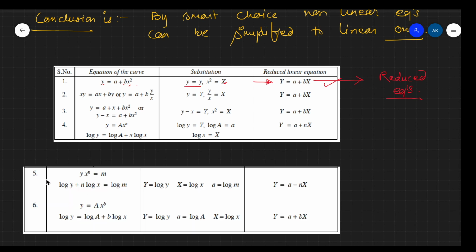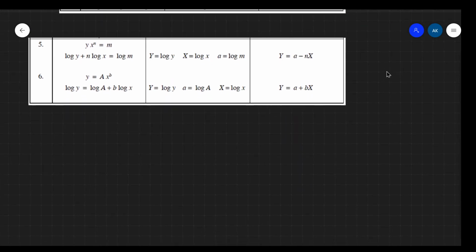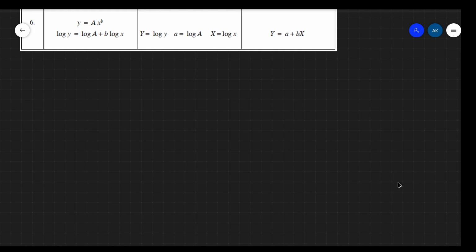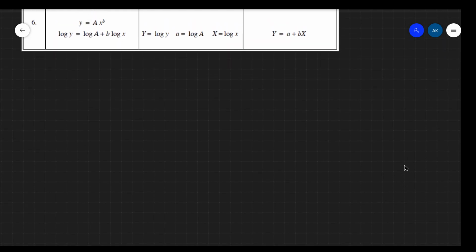Suppose this is the curve you want to fit, then you will take log, it will become like this, and then you will take this function as capital Y, this function as capital X, and this entire thing we will take as one constant, a. This is again similar to the linear case we have understood. Okay, so let's solve one question from this.